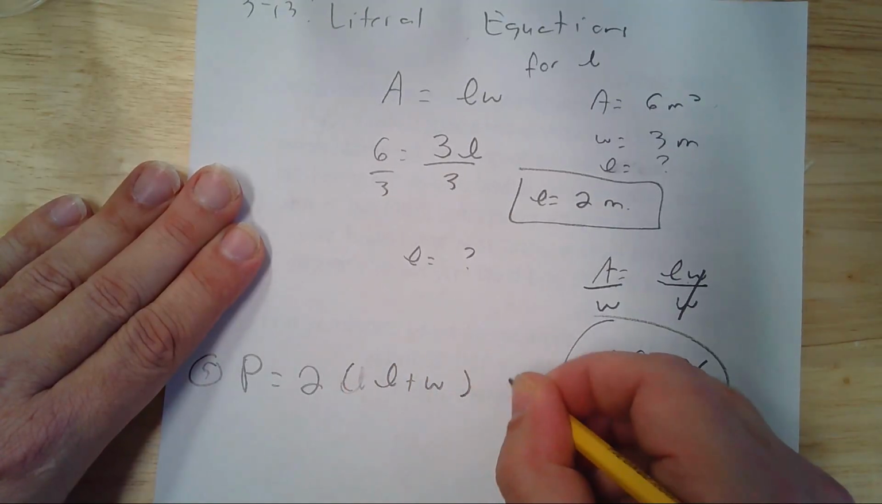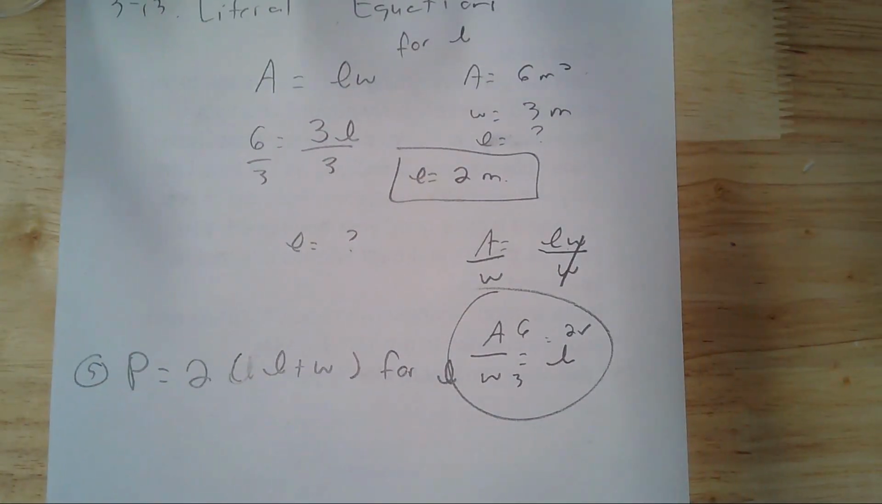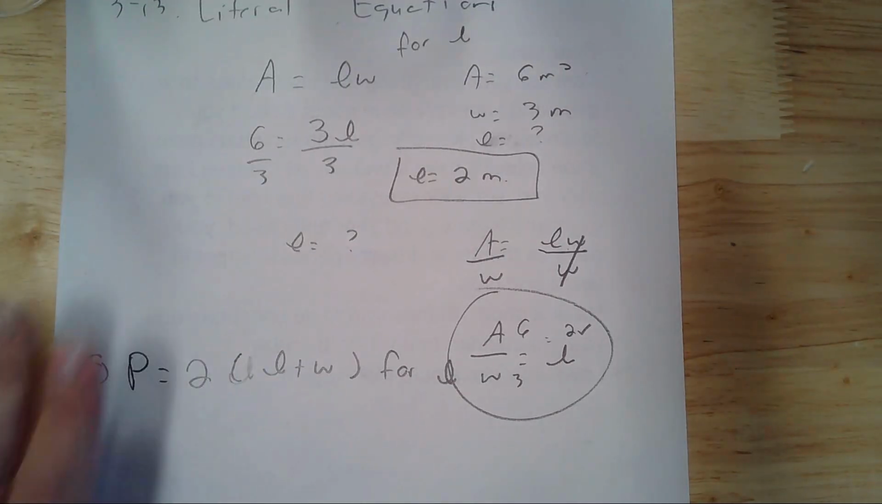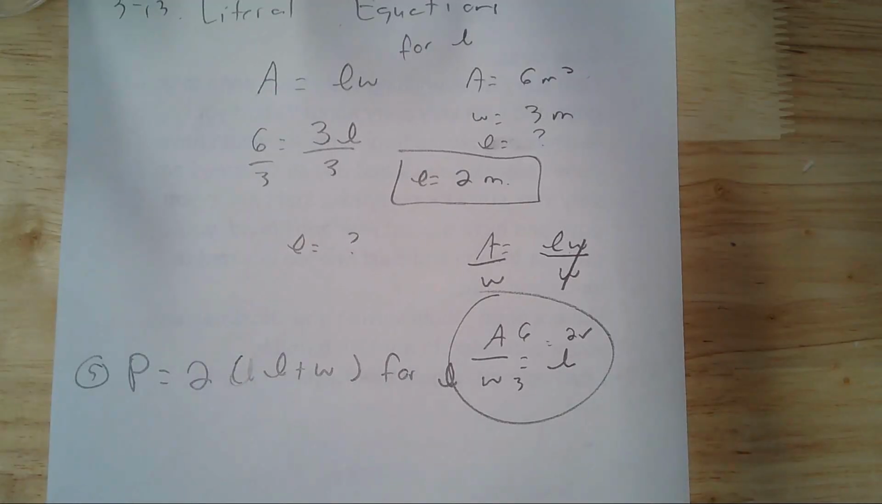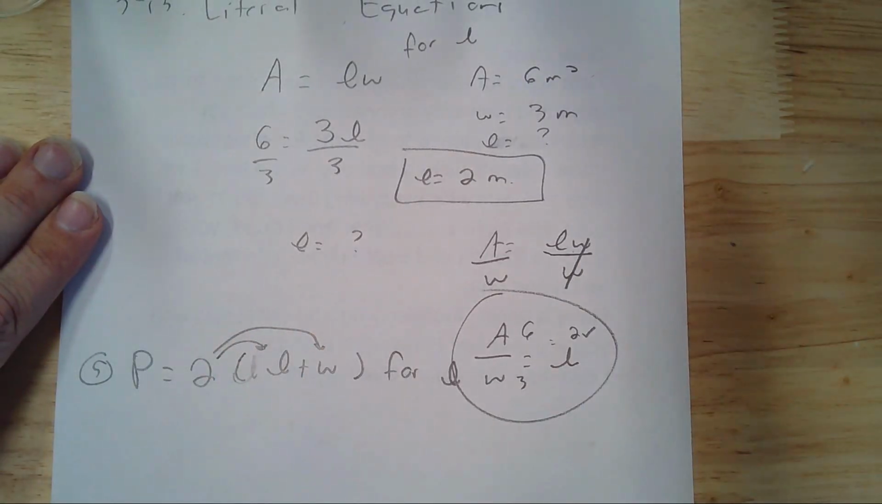Length plus width, and then we're solving for the length. So the first thing we'd probably want to do is get rid of the brackets, right? So that's what I do first. I'm going to distribute into the brackets here.